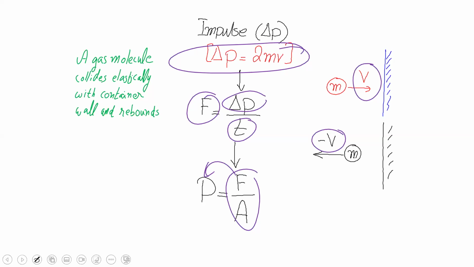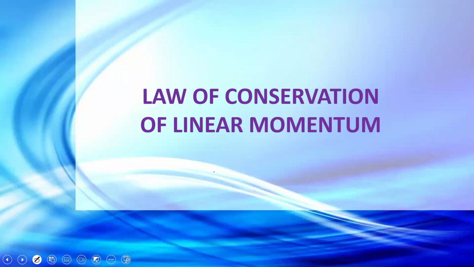When they collide with the container wall, they rebound. When they rebound, the velocity becomes negative. It causes an impulse. Impulse upon time is force, and force upon area is pressure.